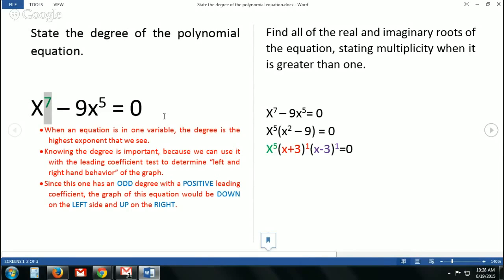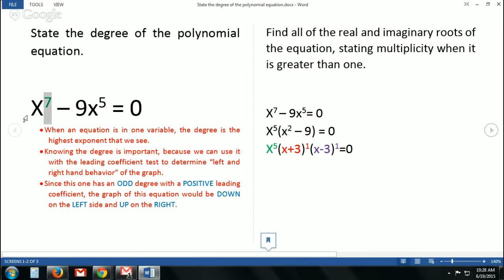be 7. Now, knowing the degree is very important because we can use it with the leading coefficient test to determine the left and right-hand behavior if we were to graph this as a function. Since this particular polynomial has an odd degree with a positive leading coefficient, remember there's an understood 1 up here on the front, positive 1. If you've got an odd degree with a positive leading coefficient, the graph would be down on the left side and up on the right side.